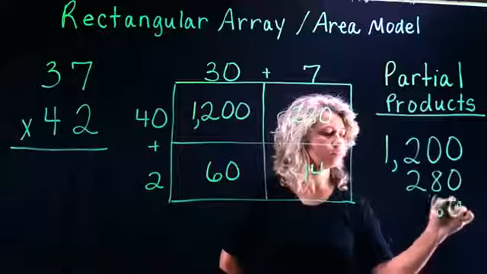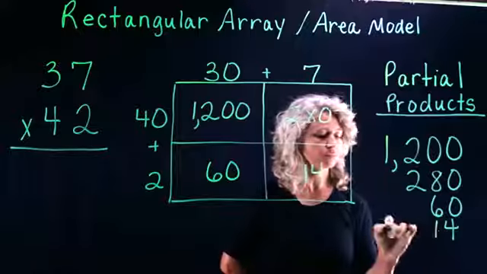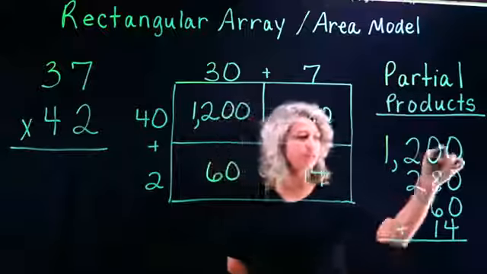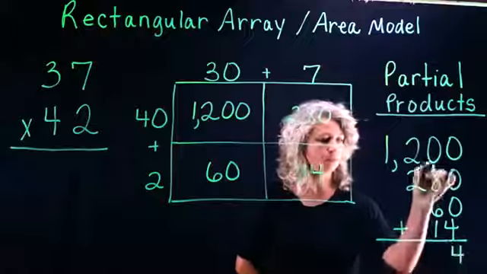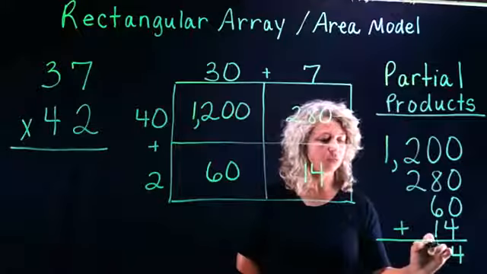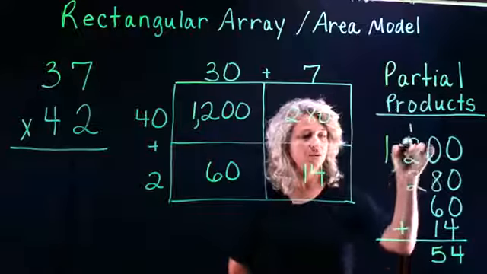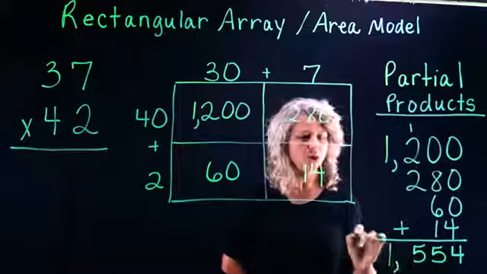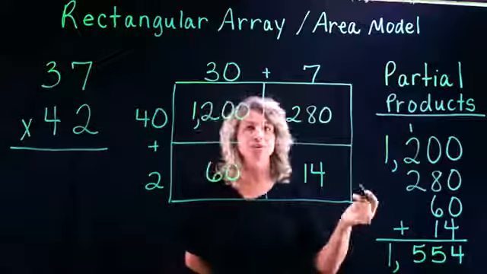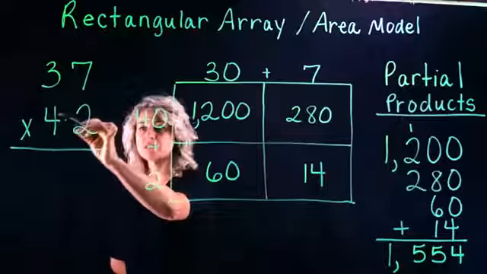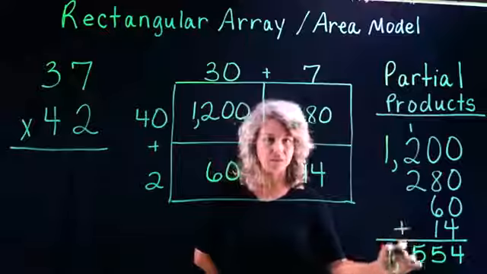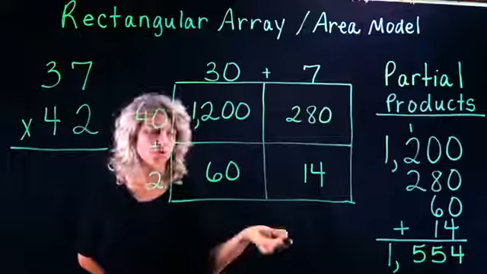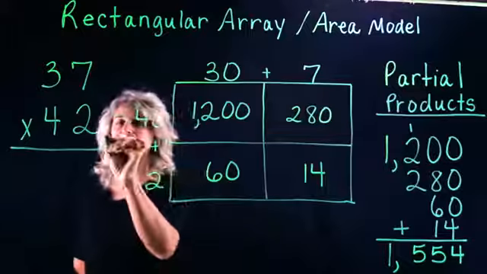60 and 14. All right, so we will add the 4 partial products. 4, bring it down. 8 and 6, 14 plus 1 is 15. 2 and 2 is 4, plus 1 is 5, and bring down the 1. So our final product, which is the answer to 37 times 42, is 1,554.